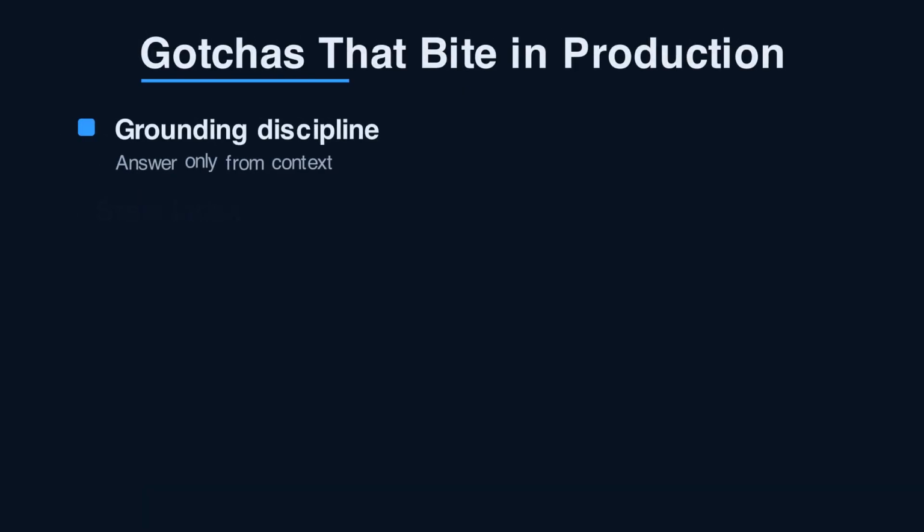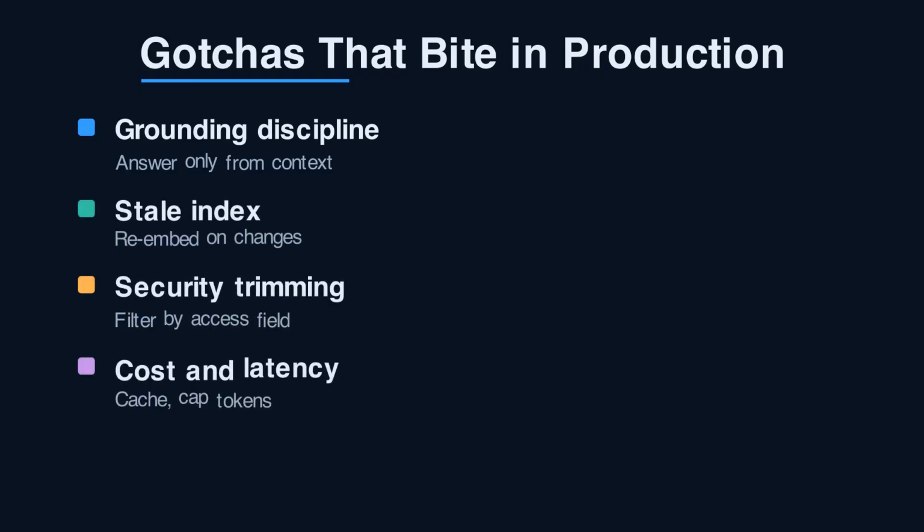4 things bite people. First, grounding discipline. Instruct the model to answer only from the provided context and to say it doesn't know otherwise, or it will happily fall back on training data. Second, stale indexes. When documents change, you must rechunk and re-embed. Set up an indexer or a refresh job. Third, security trimming. If users have different permissions, filter results by an access field in the index, because the model will leak anything you retrieve. Fourth, cost and latency. Embeddings, search, and generation are 3 separate billed calls per question, so cache embeddings and watch your token counts.